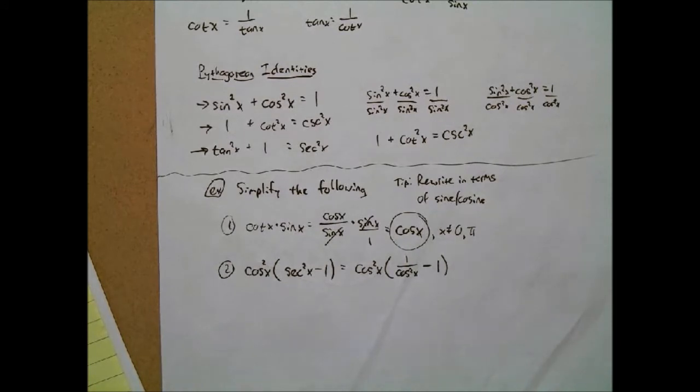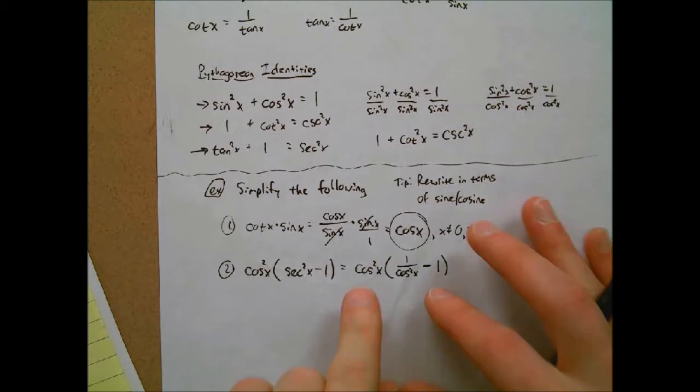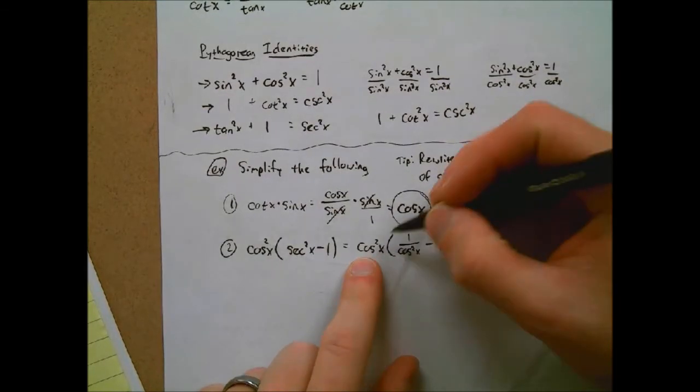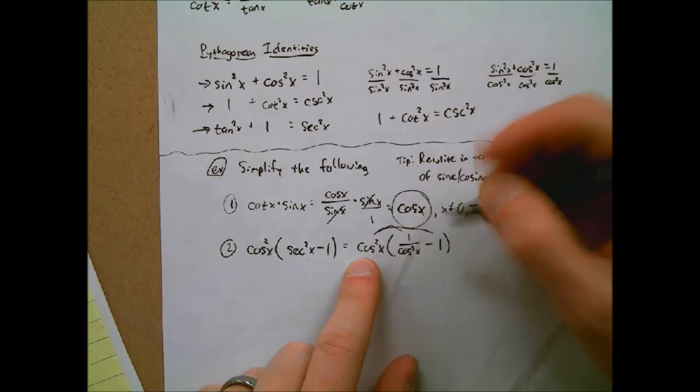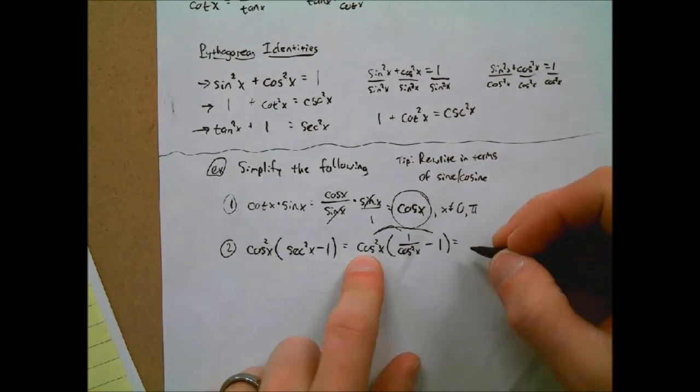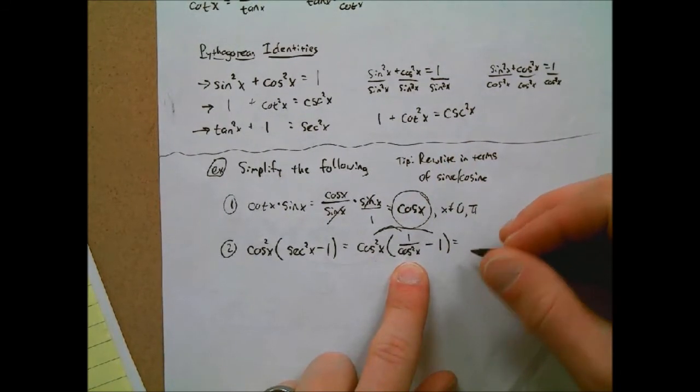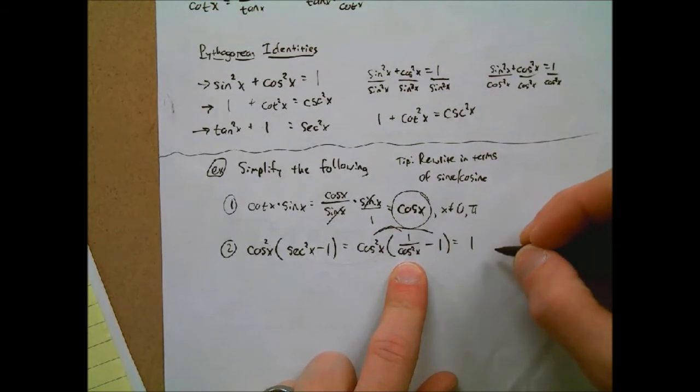Okay, how should we proceed now then, using where Rose started us off? What should we do now? What would be a good thing to help simplify some more? Distribute. Yeah, we have cosine squared in front of parentheses here, so just distribute to both terms. As we do that, cosine squared times 1 over cosine squared is going to be just what? 1, right? And then cosine squared times 1 will be minus cosine squared.